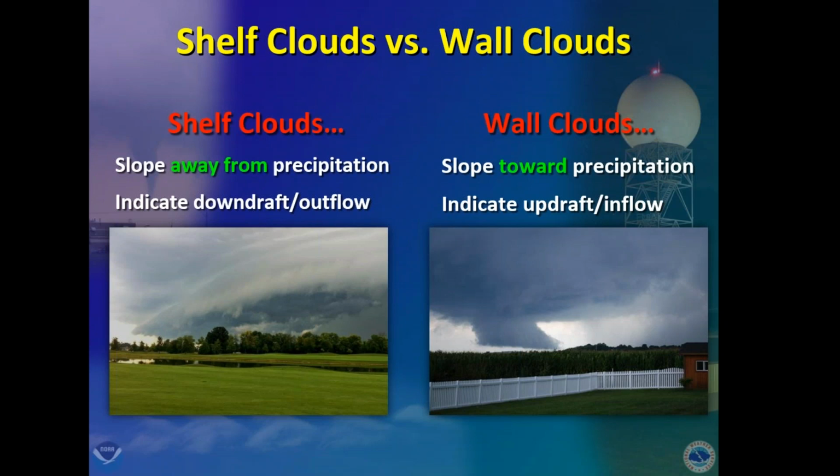On the wall cloud side, we're going to be sloping towards the precipitation. We've got our airflow coming in. So our airflow is going towards our thunderstorm. And that's going to be updraft going into our thunderstorm.